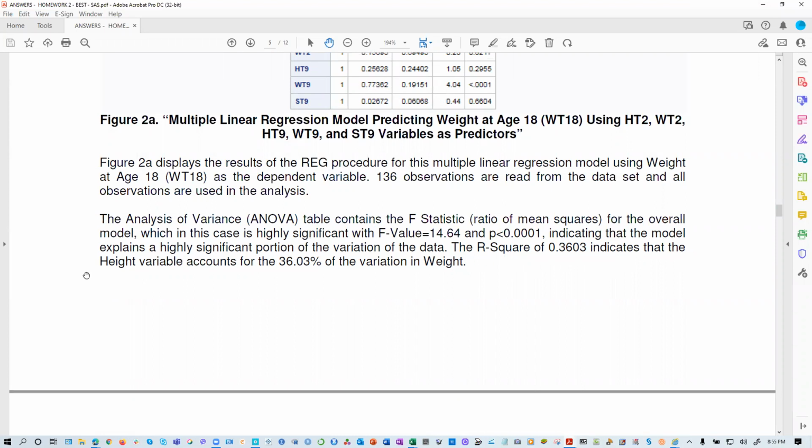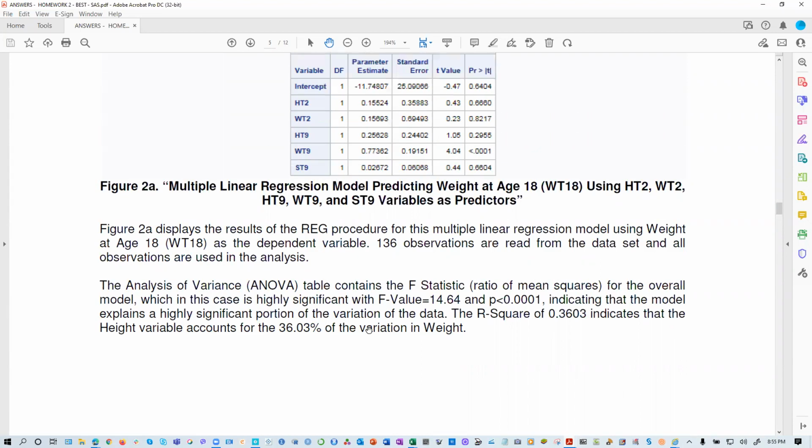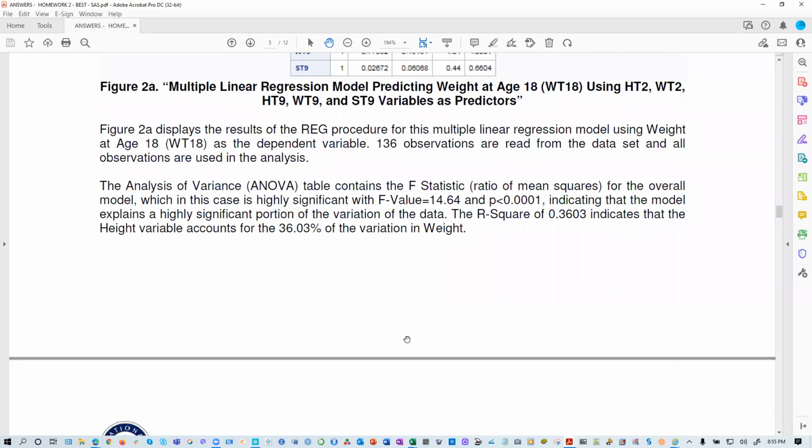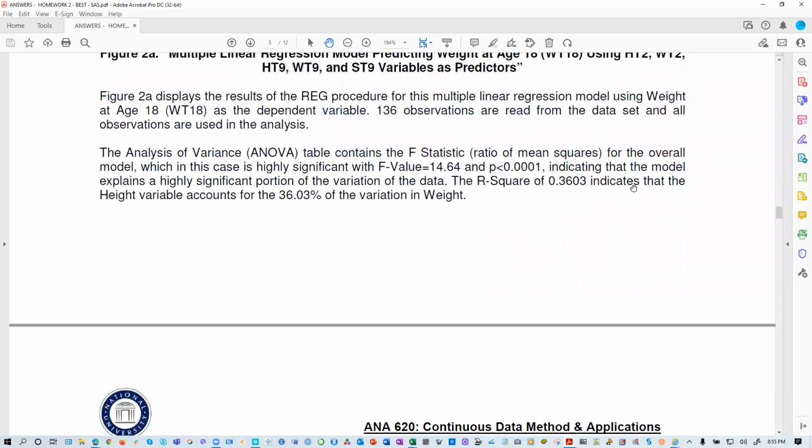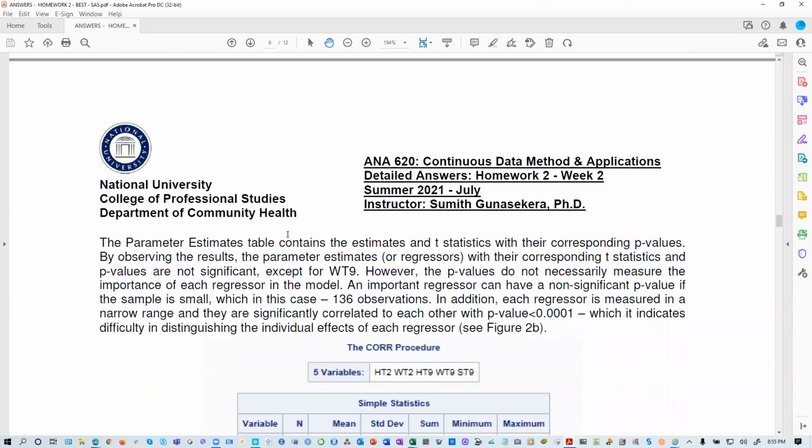The R square indicates that the height variable accounts for only this much of the variation in weight. How is this being explained? See? That the height variable counts. We go to that one, R square. There are those things that if they ask for the homework too, they later on ask that, okay.